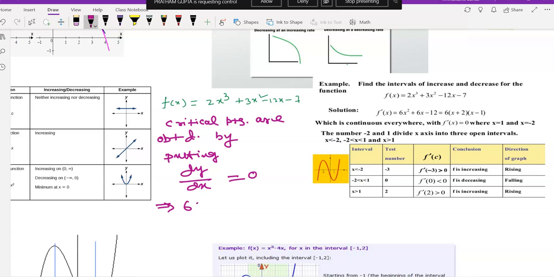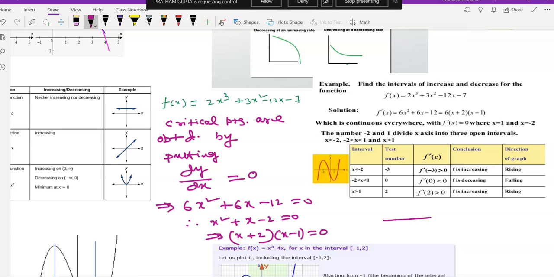This is going to be 6x square plus 6x minus 12 equal to 0. So it is x square plus x minus 2 equal to 0. All of you know the factorization. It is x plus 2 into x minus 1. So what are the critical points going to be here for this function? This point is minus 2 and this point is 1.